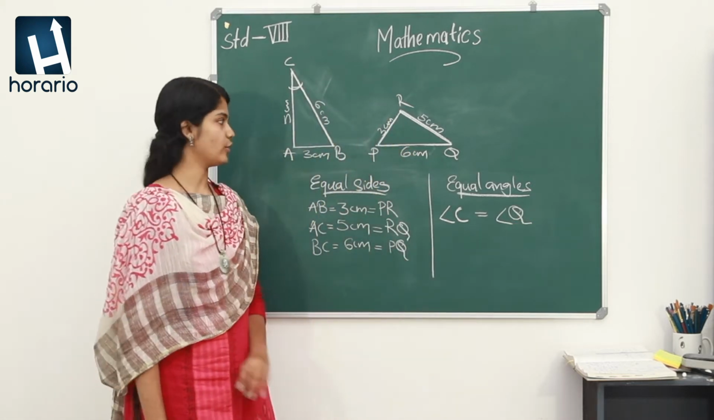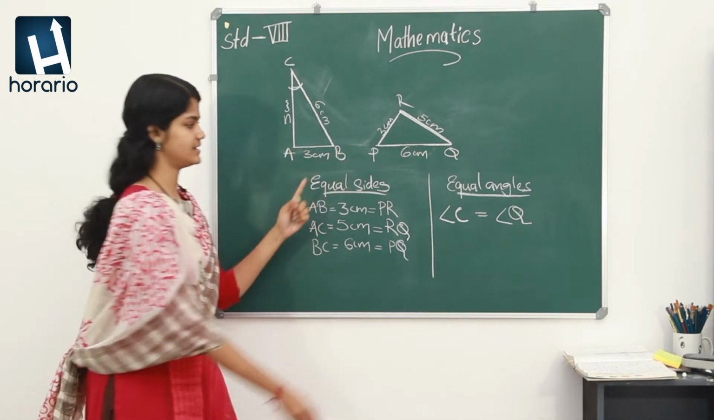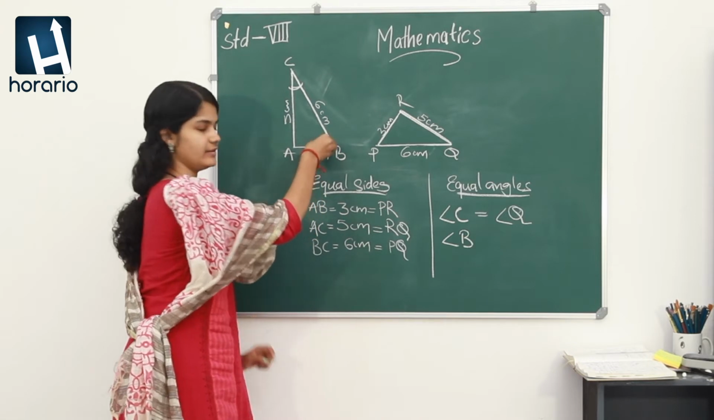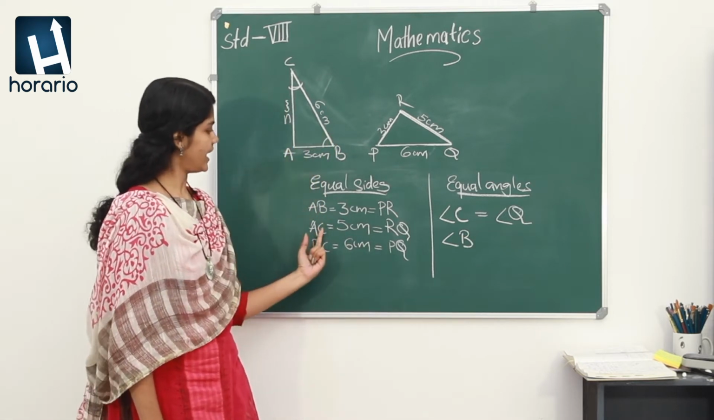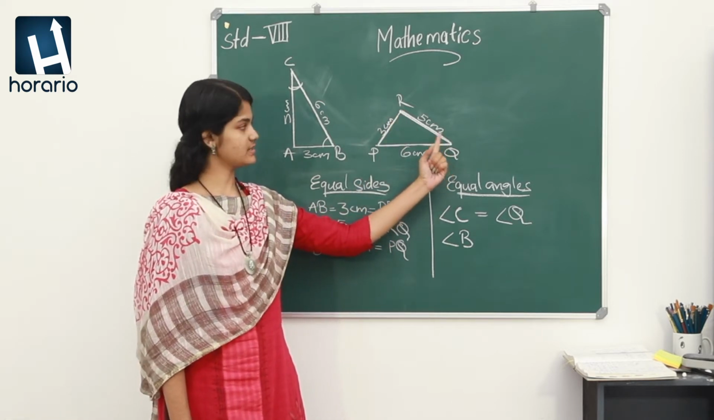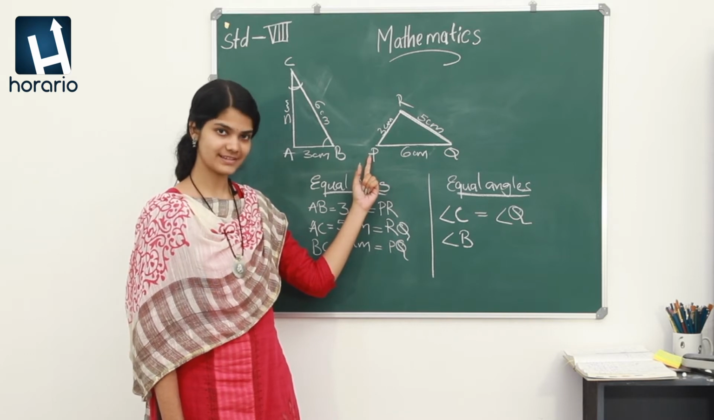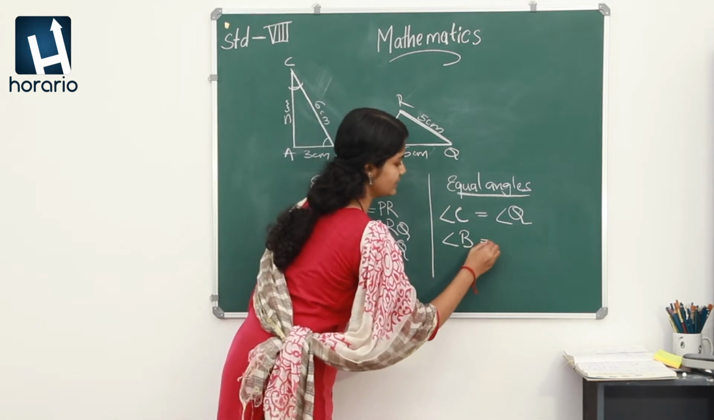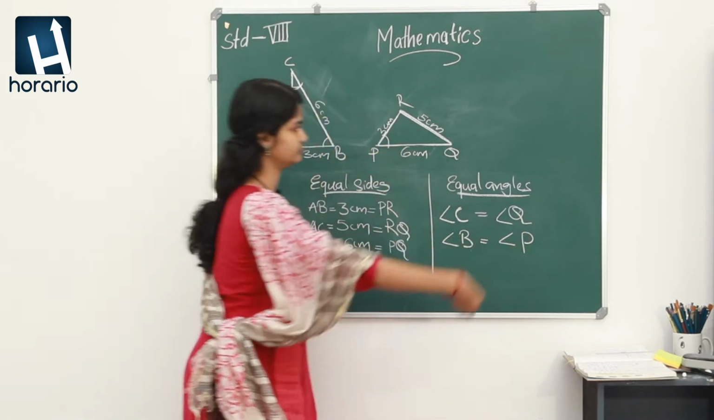Okay. Now, let's move on. What will be then AC's opposite angle? Yes, angle B, right? Angle B. Now, here AC is equal to RQ. What is the opposite angle of RQ? Yes, children? Yes, it is P. So, I can write angle B is equal to angle P.